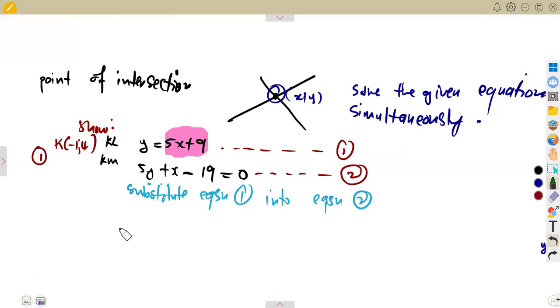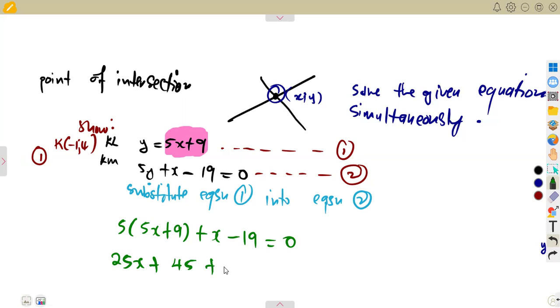All right, so let us consider this. That is going to be 5 times, in place of y, you're going to substitute 5x plus 9, plus x. There's nothing to be substituted for x. It is the part of y that is affected. x remains as it is. It is not affected. So that is minus 19 is equal to 0. So expand by 5. What are we going to have? That is 25x plus 5 times 9, which is 45, plus x minus 19 is equal to 0.